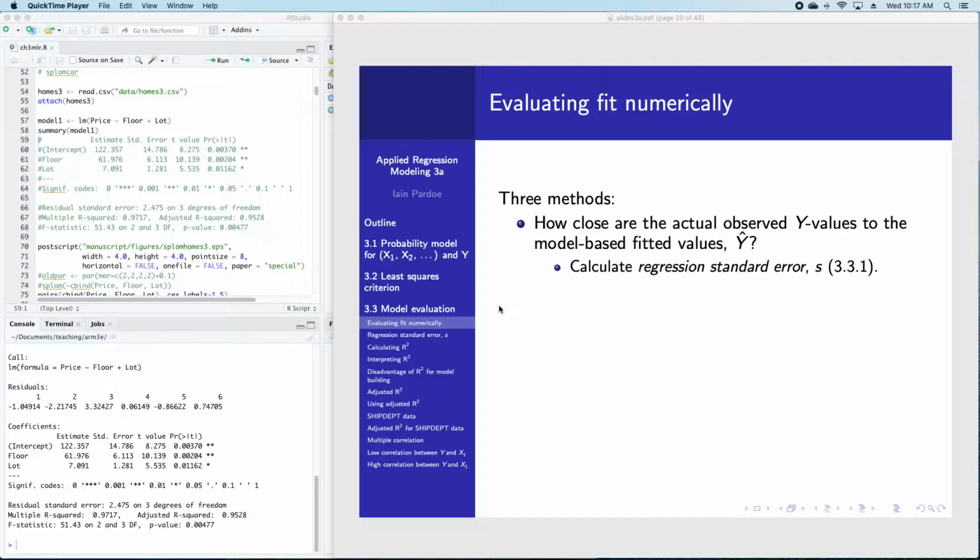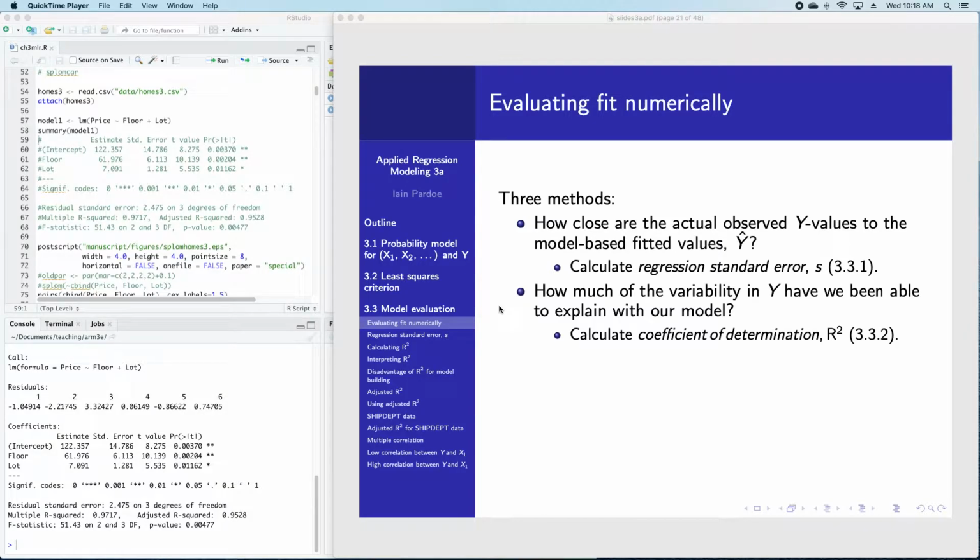So the first is to address the question of how close the actual observed y values are to the model-based fitted values, y hat. And to do that, we're going to look at the regression standard error S. We can also think about how much of the variability in y we've been able to explain with our model. And to do that, we're going to talk about the coefficient of determination, more generally known as R squared.